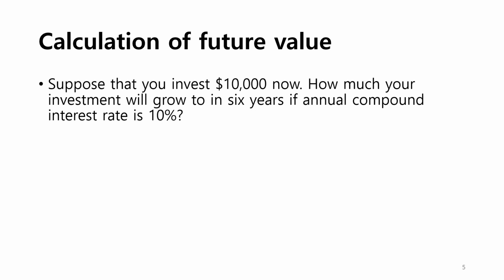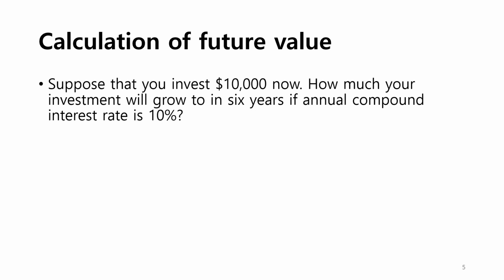So, what is this $10,000? This is the present value. And how much will your investment grow to in 6 years if the annual compound interest rate is 10%? You should figure out that this question is asking you to calculate the future value. And the number of years is 6, and the annual compound interest rate is 10%. Okay?